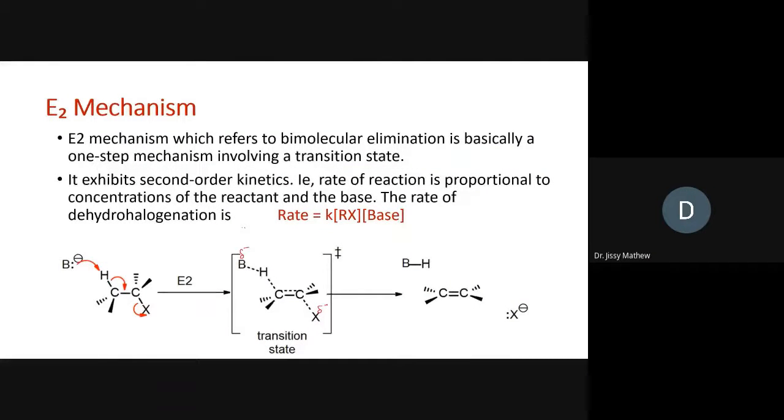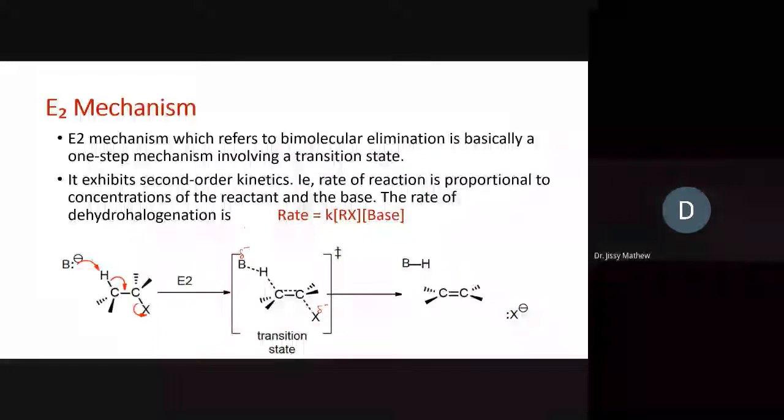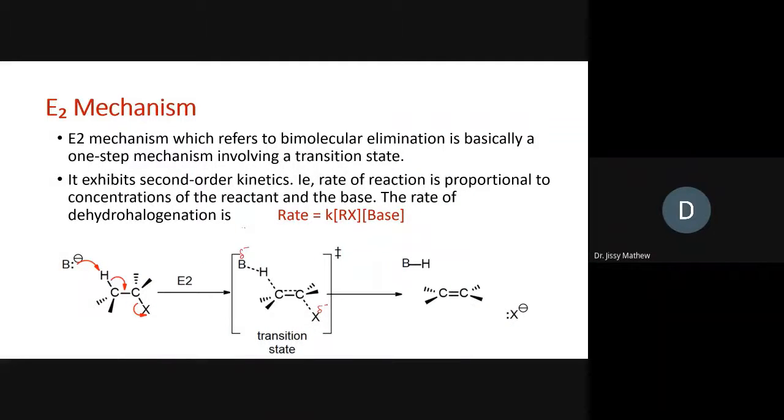E2 mechanism. It's a bimolecular mechanism. That's a one-step mechanism involving a transition state. And the rate of the reaction is proportional to the concentration of alkyl halide. In the case of dehydrohalogenation, it is proportional to the concentration of alkyl halide as well as the base.